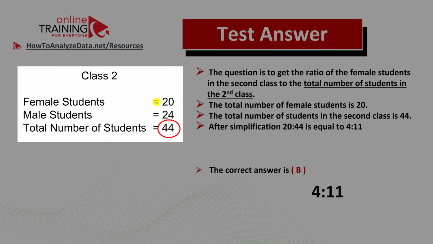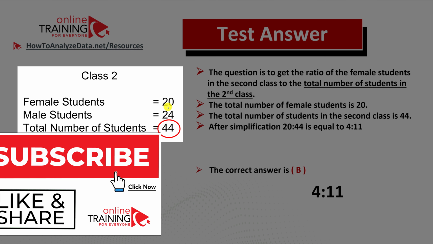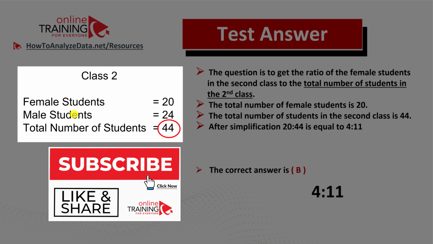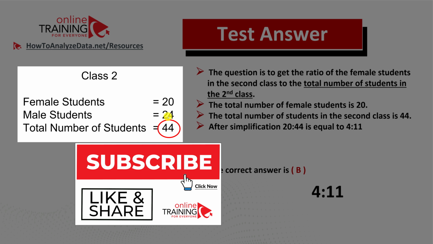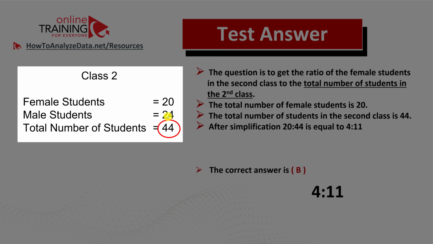So the total number of female students in the second class is 20. And the total number of male students is 24, which is irrelevant already. Plus you have data for the first and the third class, which is also irrelevant and not used in this question. And the total number of students in the second class, which is another important piece of information, is 44. So the only 2 pieces that you would use are the number of female students in the second class, which is 20, as well as the total number of students in the second class, which is 44.